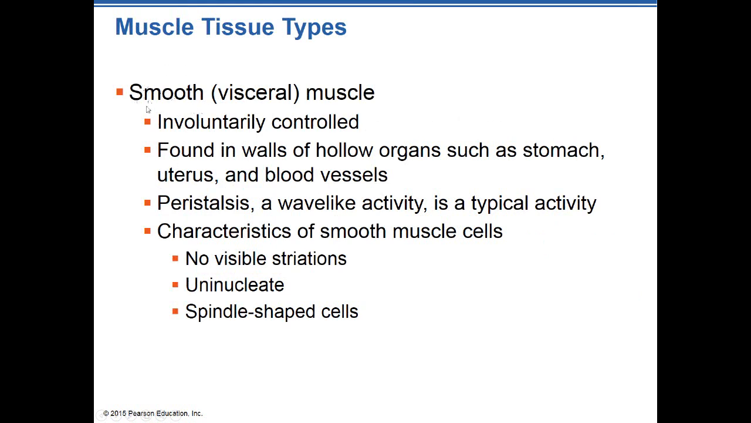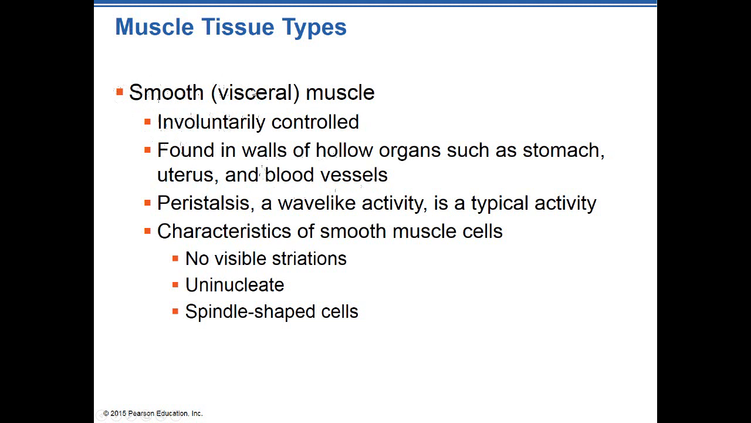Last type is smooth muscle, also called visceral muscle. It's also involuntary, like cardiac muscle is, but it's not in the heart. It's in other organs. So hollow organs like the stomach, the uterus, the intestines, and also the blood vessels themselves have a small layer of smooth muscle. And it is involuntary.